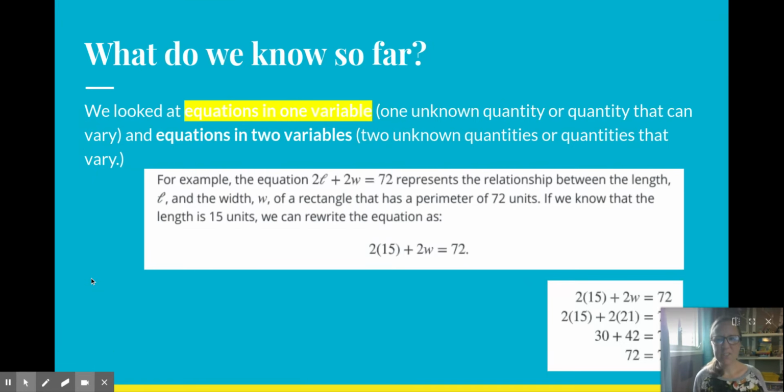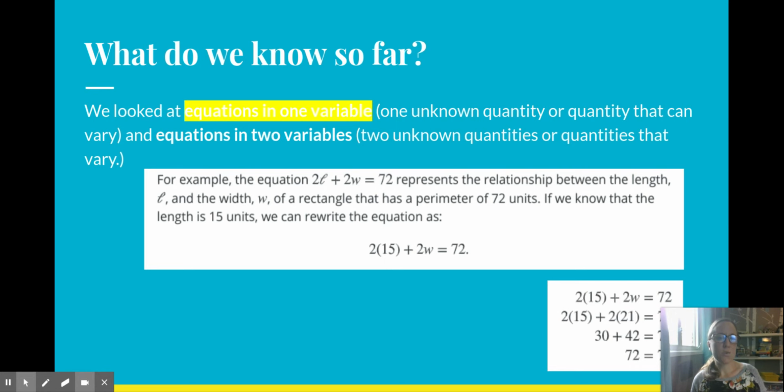So then we started talking about equations in one variable where we have one unknown quantity or quantity that can vary, and equations in two variables where we have two unknown quantities or quantities that can vary. So let's look at this first one, and you might be thinking, well, I see two variables there, but read through the prompt with me.